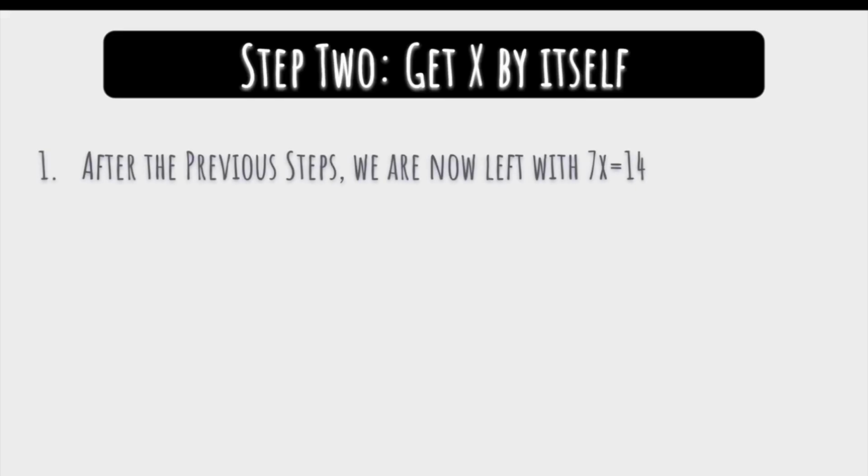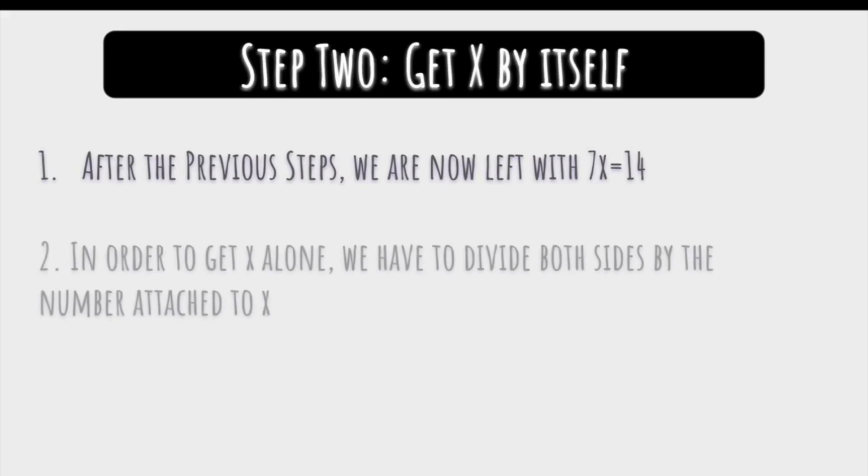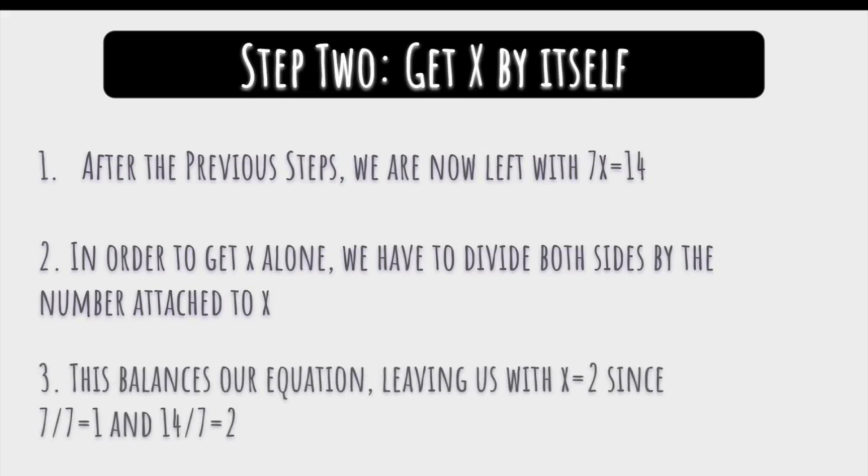How are we going to do this? So after our previous step, we are now left with 7x equals 14. In order to get x alone, we now have to divide both sides by the number that is attached to x, which in this case would be 7. So when we divide 7 by 7, we're left with 1 times x, which is just x, and 14 over 7 becomes 2. So therefore, x equals 2.